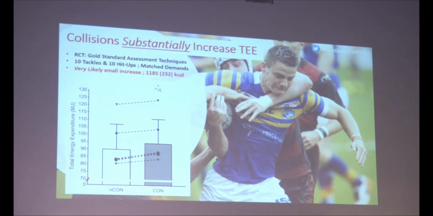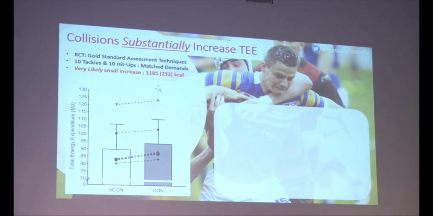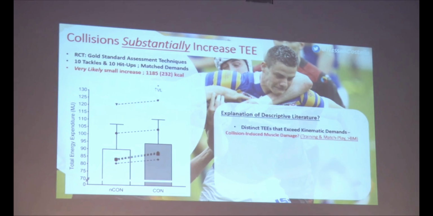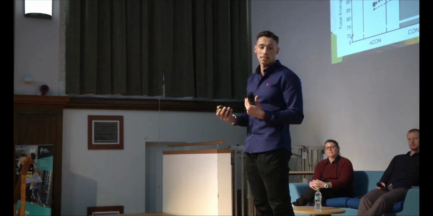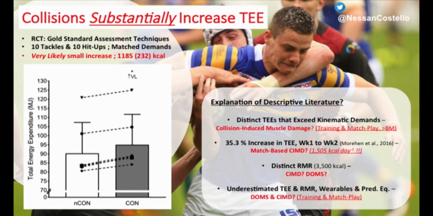So it falls back into that idea that the bigger the player, the larger the energy expenditures, probably the bigger the collisions as well, and the more mass they just have to carry. So what does this mean? Essentially I think it's really, really exciting because it begins to explain all of the descriptive research that's currently published. The distinct energy expenditures that we've shown with gold standard techniques and other research groups have shown is most likely down to collision-induced muscle damage. DOMS could be related to that high energy expenditure.